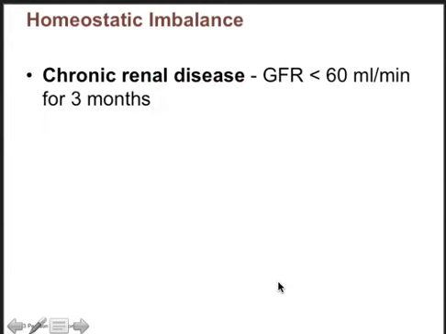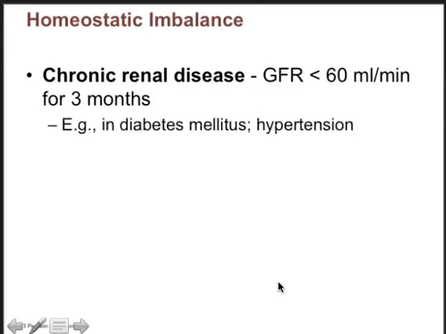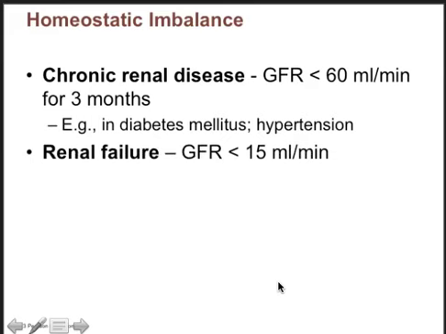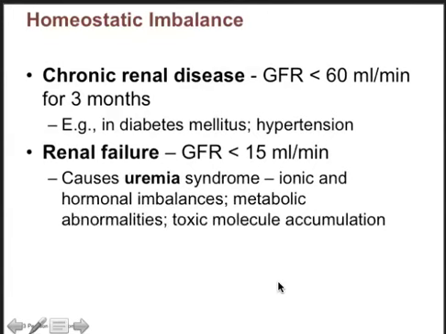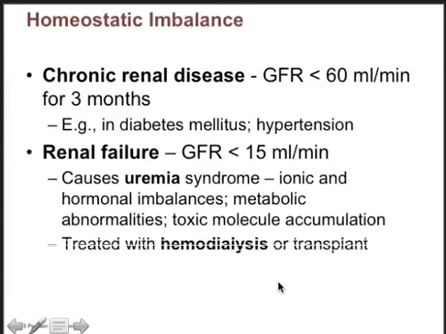Chronic renal disease is characterized as a glomerular filtration rate of less than 60 milliliters per minute for 3 months. Examples include individuals with diabetes mellitus or hypertensive states. Renal failure is classified as a glomerular filtration rate of less than 15 milliliters a minute, and this can cause uremia, where ionic and hormonal imbalances result from the buildup of nitrogenous wastes in the blood. This results in metabolic abnormalities and toxic molecule accumulation. It's generally treated with hemodialysis or with transplant.